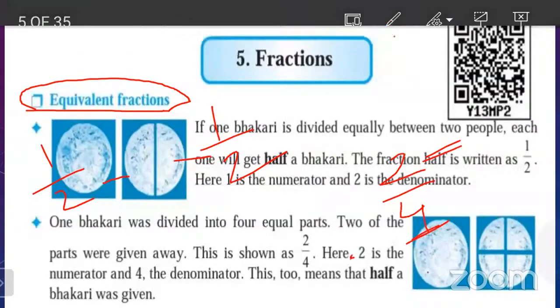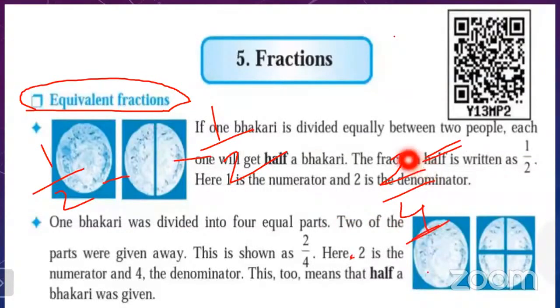So look at here. Out of the 4 parts, 2 parts are taken, given to one person, and these 2 parts given to another person, isn't it? So this is shown that 2/4. Here 2 is the numerator and 4 is the denominator. This 2 means the half bhakri was given. So this 2 part is also half, because here you can see the half which is given here, because this bhakri is divided into only 2 parts. So that is why we say this is half. But here it is divided into 4 parts, so that is why this 2 part is half.